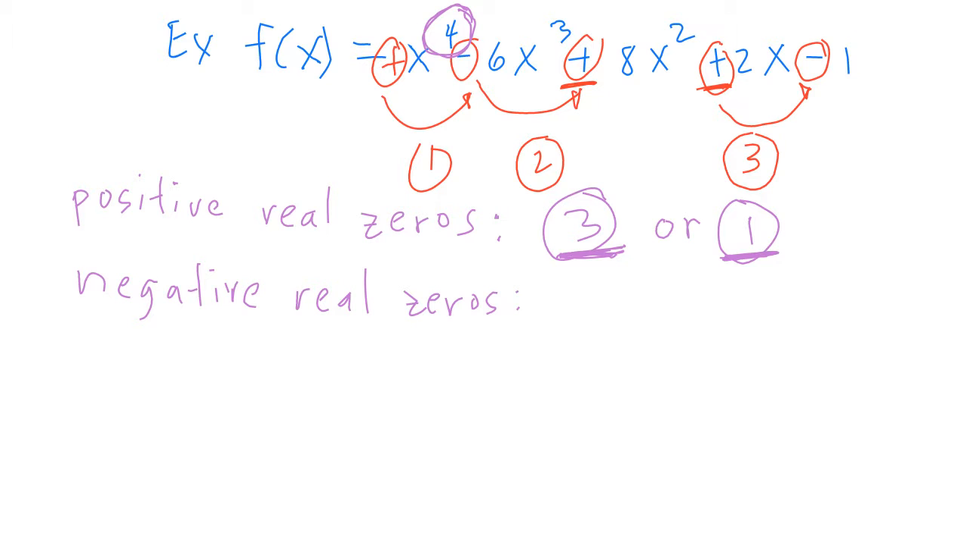So now, how can we find the negative real zeros? From our rule in Descartes' Rule of Signs, we have to plug in a negative x. f of negative x equals negative x to the power 4 minus 6. Our x is replaced by a negative x.